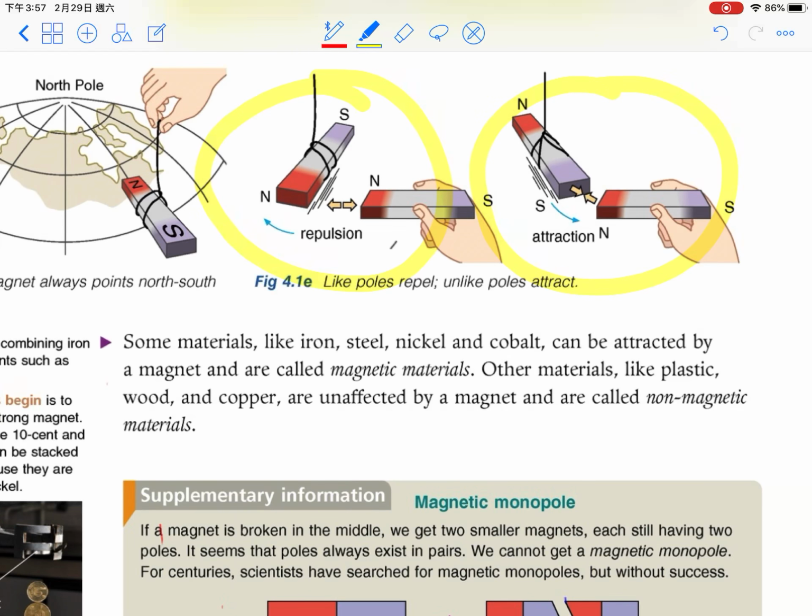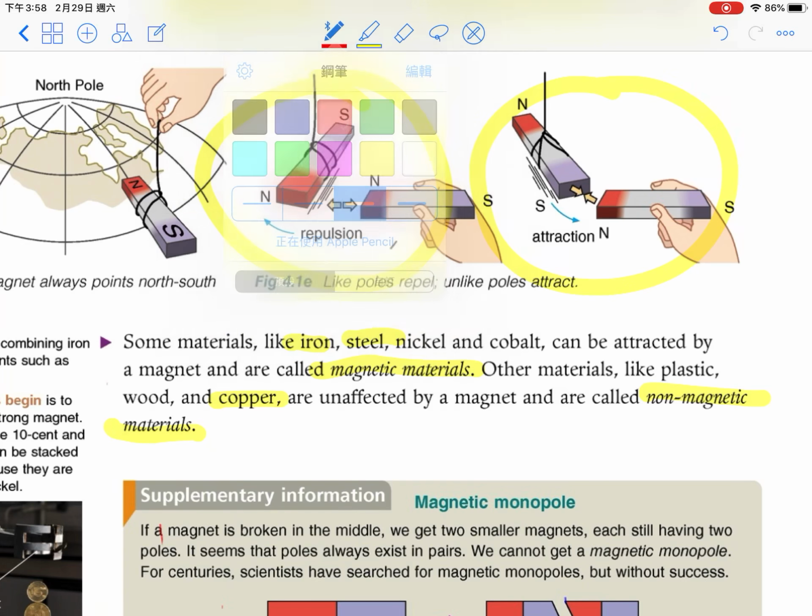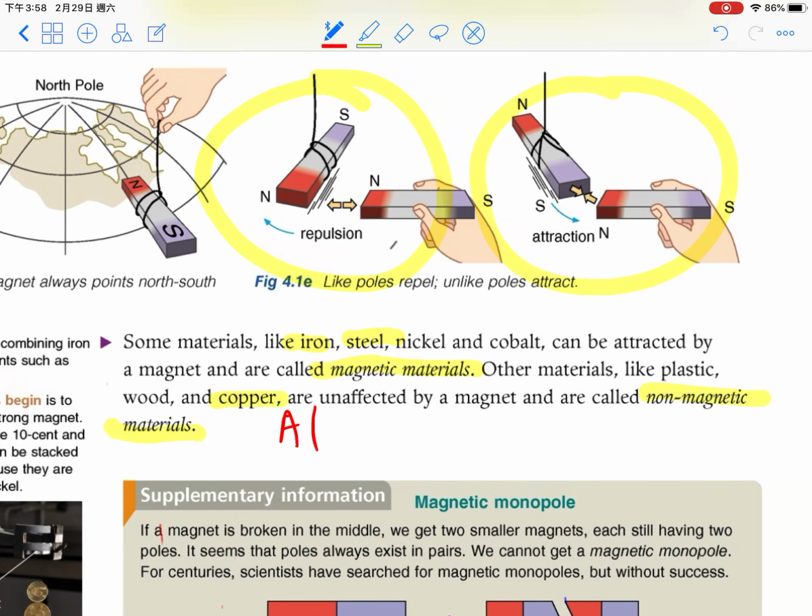For some materials that can be attracted by a magnet, we call this magnetic material. For example, iron, steel. For the material that cannot be attracted by a magnet, we call this non-magnetic material. For example, aluminium, copper.